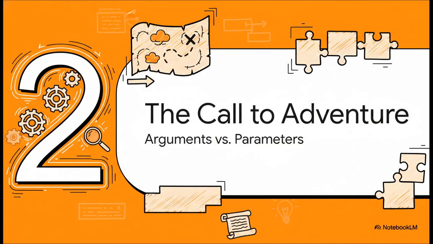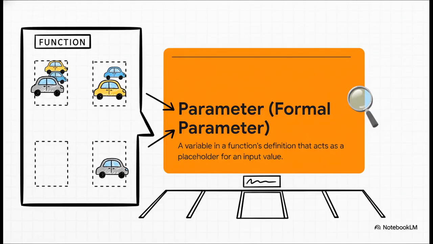Okay, so our blueprint is ready. It's time for the call to adventure. When we actually use the function, we need to give it some info. And this brings us to a really key distinction that honestly trips a lot of people up: the difference between arguments and parameters. The easiest way to think of a parameter is like a designated parking spot. It's defined right there in the function's blueprint, it's got a name, and it's just sitting there, waiting for a car to show up. It's a placeholder.